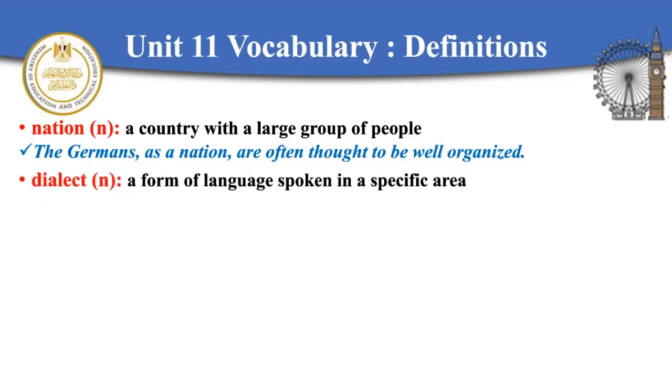We have the word dialect. It's a noun, a form of language spoken in a specific area. For example, a poem is written in the northern dialect. The poem, a qasida, is written in what kind of writing? It's the northern dialect. It's the north of England.